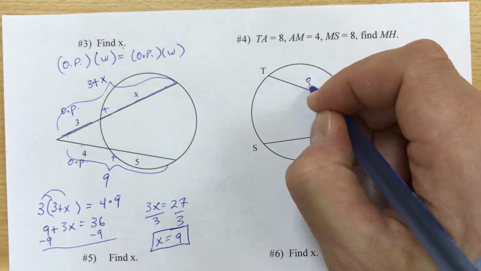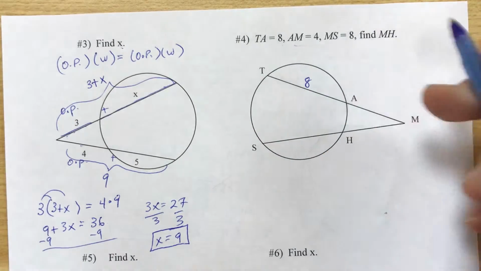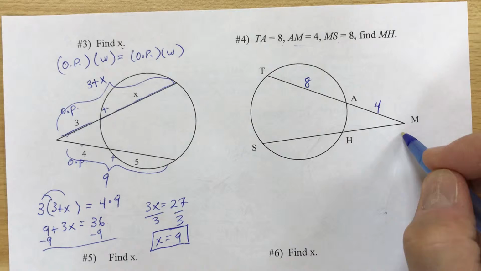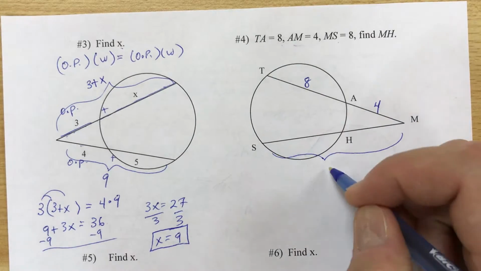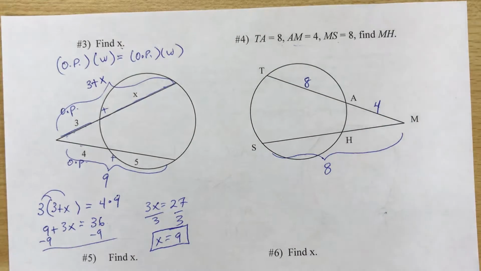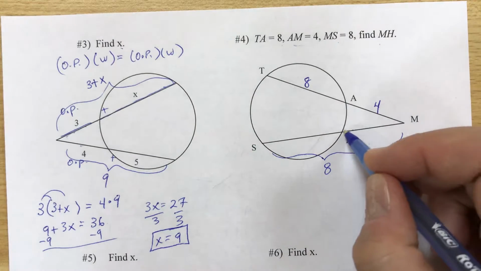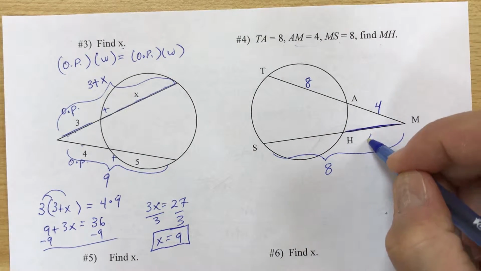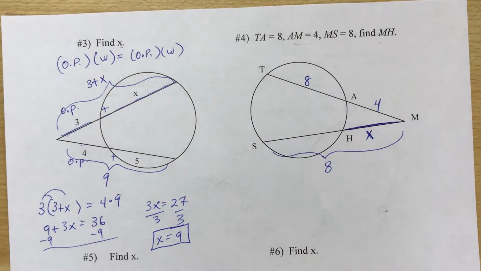TA, that length is 8. AM is 4. That's the outside part. MS is 8. That's the whole thing for the bottom secant. Find MH. So what we're looking for is this piece, that part here. That is the outside part. That's my X. I'm going to call that X.